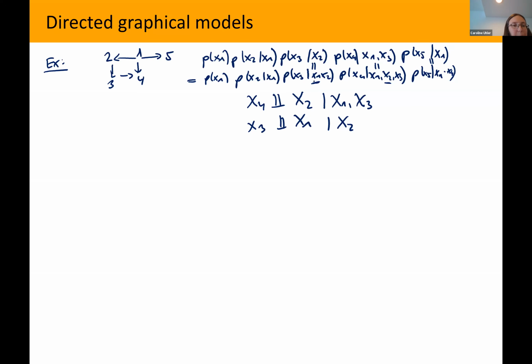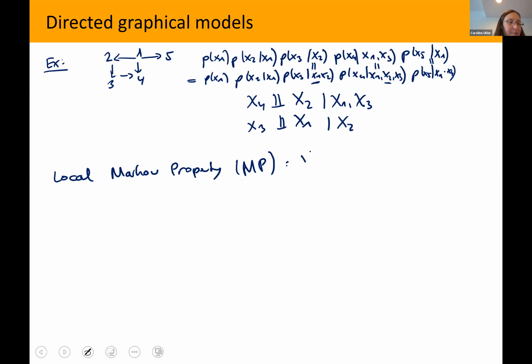And that's known as the local Markov property in the directed setting. The local Markov property, which I'll always write as MP, just says, and you can go through the proof by induction based on this example, that a node is always independent of its non-descendants, given its parents. I need to introduce some notation. Pi I I already defined as the parents, and let me define what these non-descendants are.